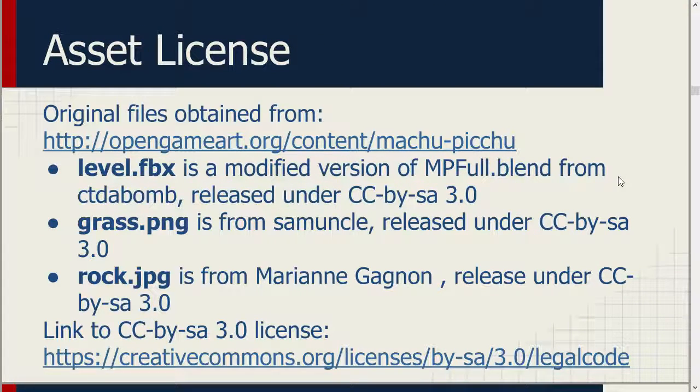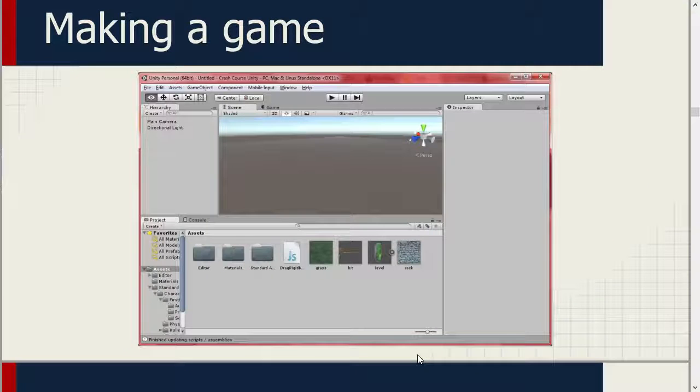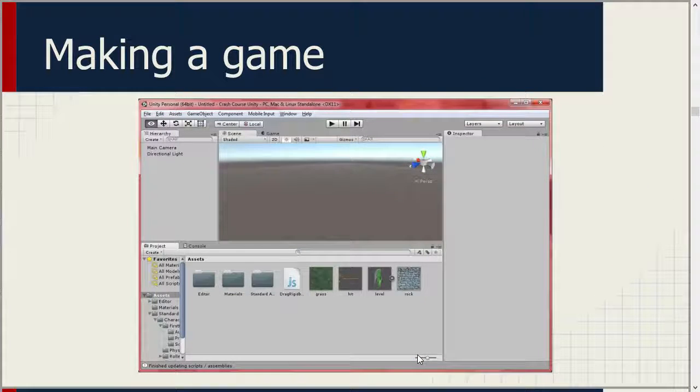Just real quick, because these assets were in fact under the Creative Commons license, I want to give proper credit. The Level FBX is a modified version of the MP full blend from CTDA BOM, released under the CC BY Creative Commons license. It's supposed to be Machu Picchu, as you can see from the link up there. The link is from Sam Uncle, and the rock JPEG is from Marianne Gagnon, and the Creative Commons license is all the way down here. We've already gone through this. That's outdated. Let's start making a game.